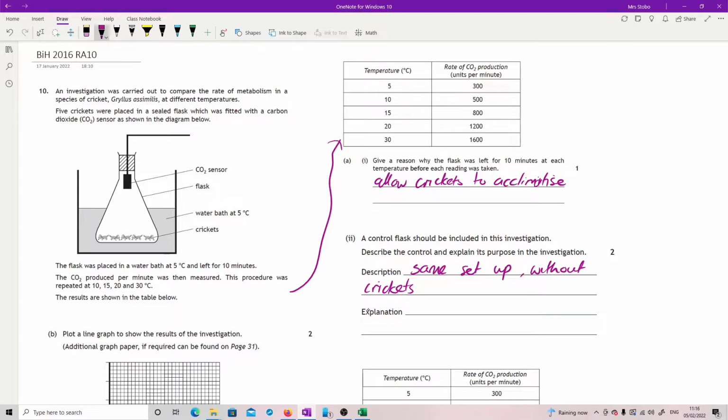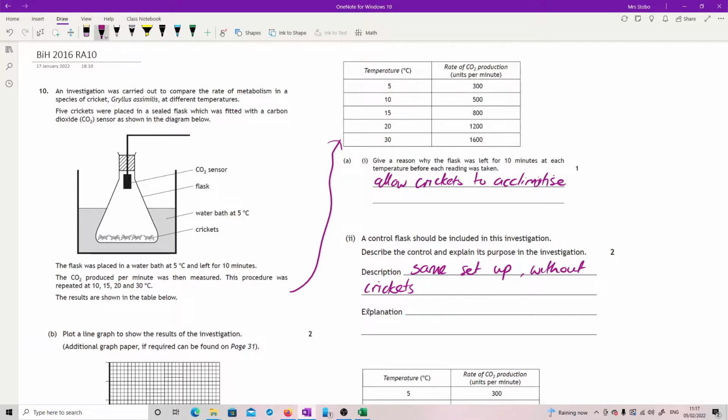So you could go with dead crickets. You could go with no crickets at all. You could go with something which is the same mass as the crickets, so taking up the same space in the flask, which it should be doing, and generally you go with glass beads. But I have seen people saying things like plastic crickets of the same size, without crickets, and however you do that.